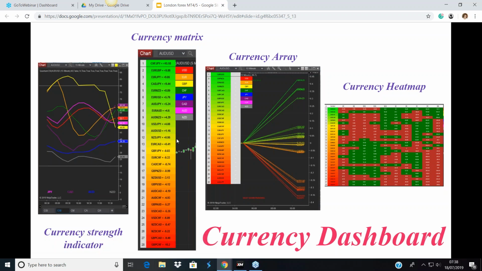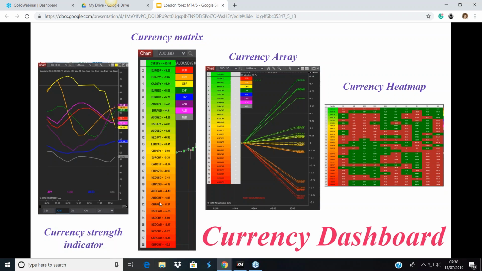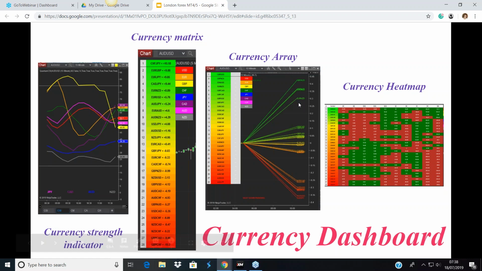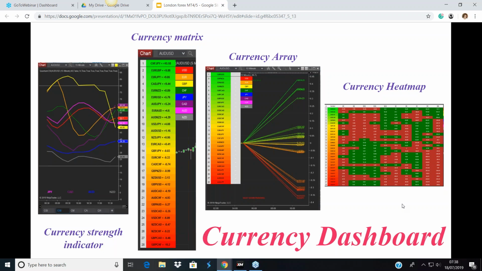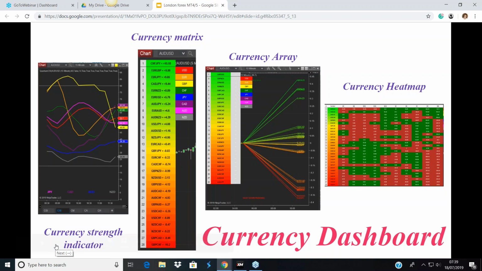And then we have the matrix, which ranks the pairs, what's moving strongly. On this particular screenshot, we see the strongest one was the Swiss yen, the weakest was the pound Swiss. We have the array, which is a measure of the strength of the move that we can see in the pairs. It's kind of a momentum indicator. And then the heat map is a snapshot of what is happening across the time frames. So we see what's being bought or sold in the different times. And again, a sense of strength and weakness, and whether we're likely to pick up a reversal or not. But we use them in the webinar, so you'll see how we use them on a practical basis.